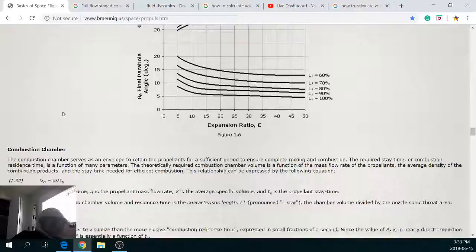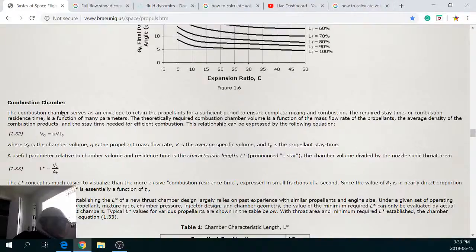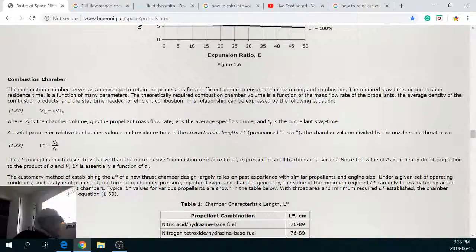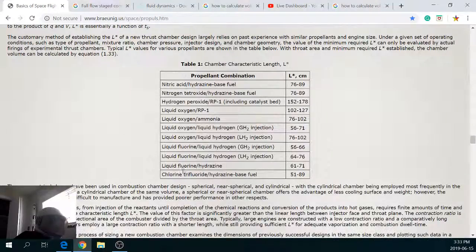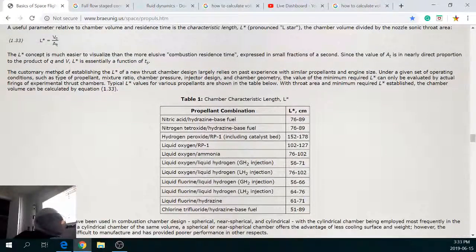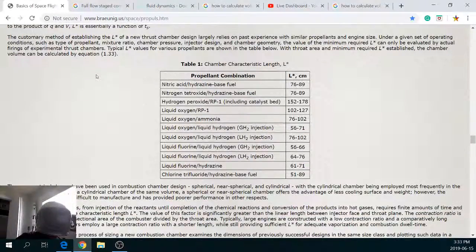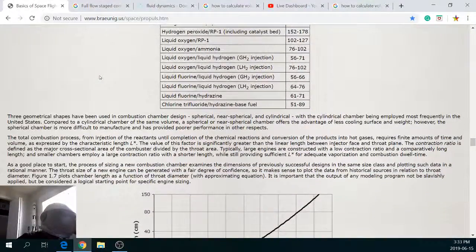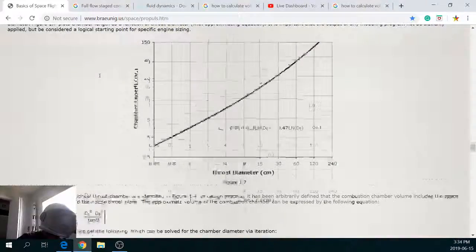This is the combustion chamber. These are one of the slightly more important ones because it helps us decide how big the combustion chamber actually has to be to combust it properly. Just because these are here doesn't mean these are all for cylindrical combustion chambers, but we're going to be using spherical. Because why the heck not?